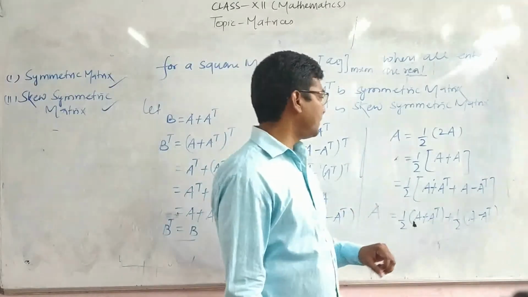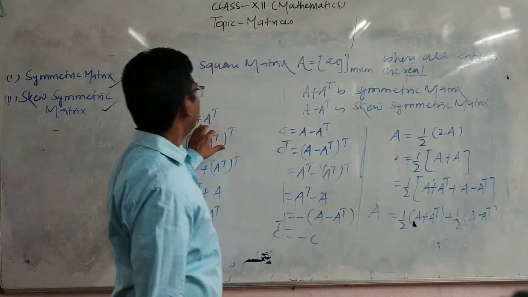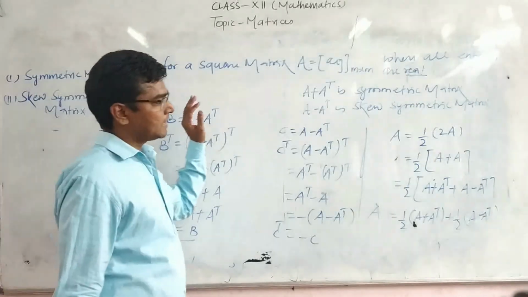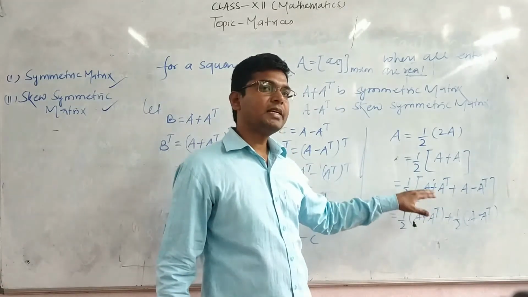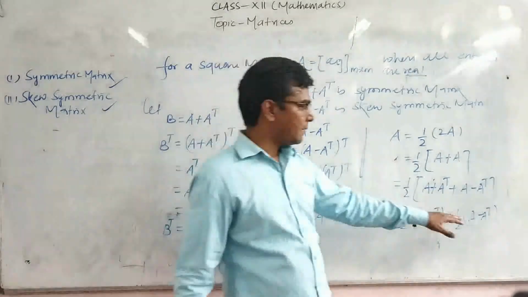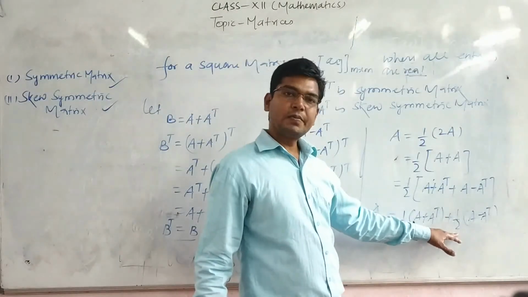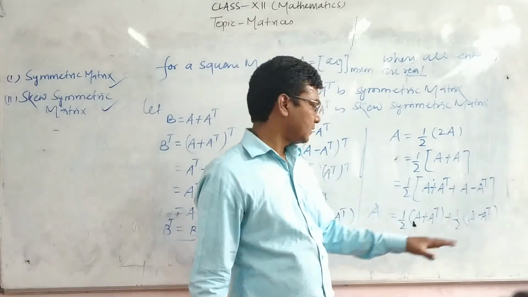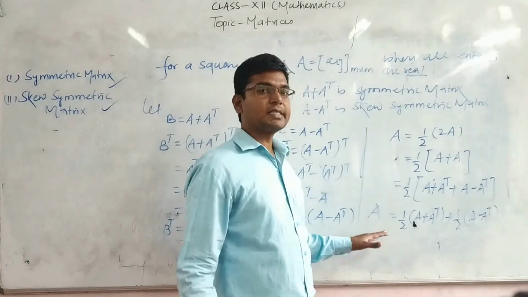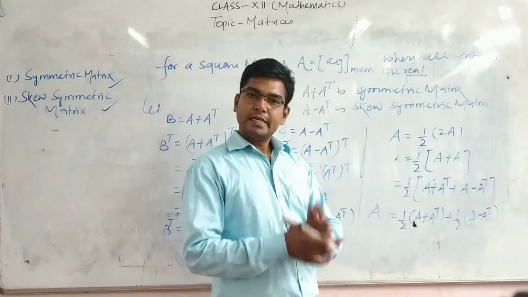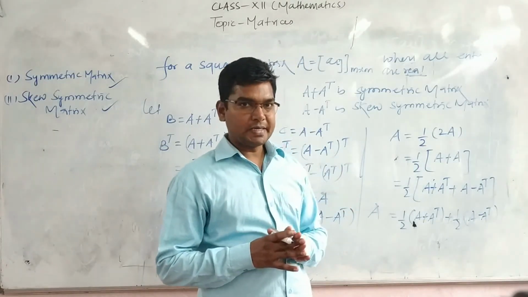So it is clearly visible that A plus A transpose is a symmetric matrix, and the scalar multiple of that will also be a symmetric matrix. Similarly, A minus A transpose is a skew symmetric matrix, and the scalar multiple of that will also be a skew symmetric matrix. So from here it is clearly visible that any square matrix can be expressed as a sum of a symmetric matrix and a skew symmetric matrix.